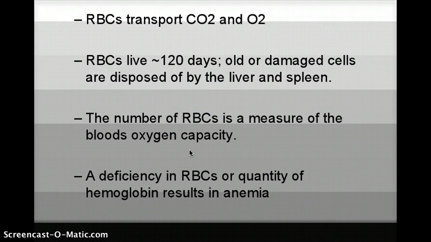All right. The approximate life of a red blood cell is around 120 days. Now these guys are always going to be broken down and disposed of by the liver and spleen. The main job is to filter out damaged red blood cells. They're going to be transporting carbon dioxide and oxygen. And the number of red blood cells is a measure of how much oxygen you can hold.